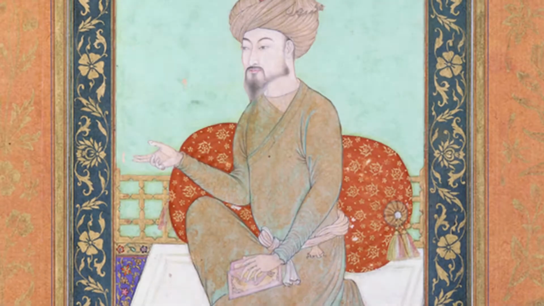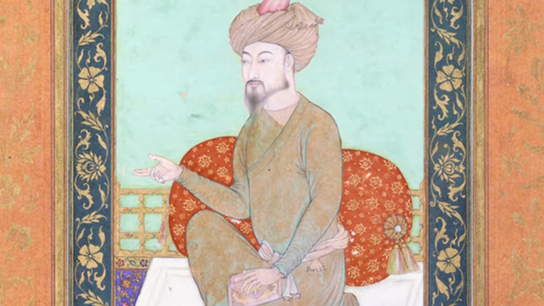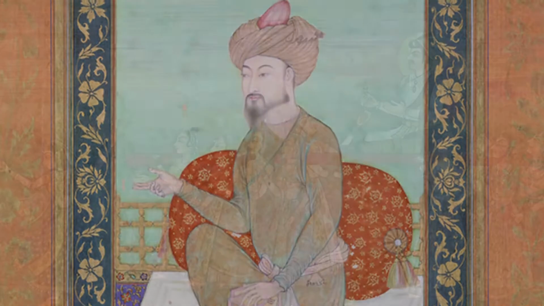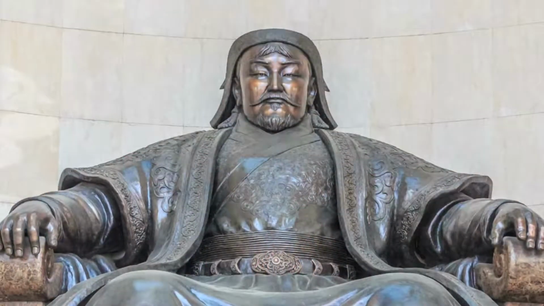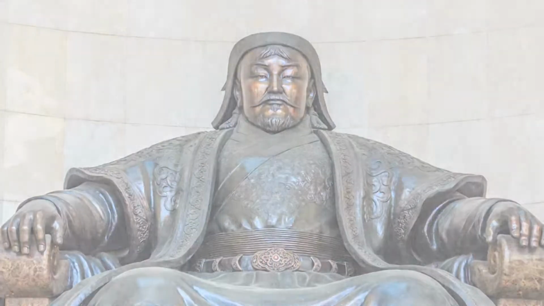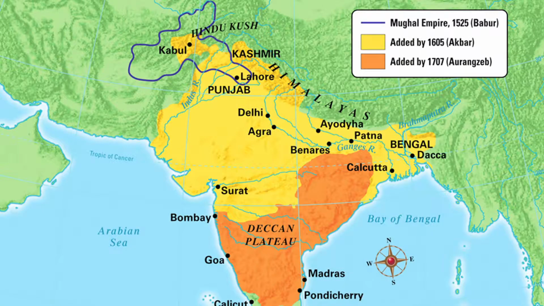It was established and ruled by a dynasty with Mongol roots from Central Asia and Persian ancestry through marriage alliances. Some rulers of the Mughals were direct descendants of Genghis Khan. At its peak, the Mughal Empire encompassed the entire region of modern-day India and extended as far west as Persia.